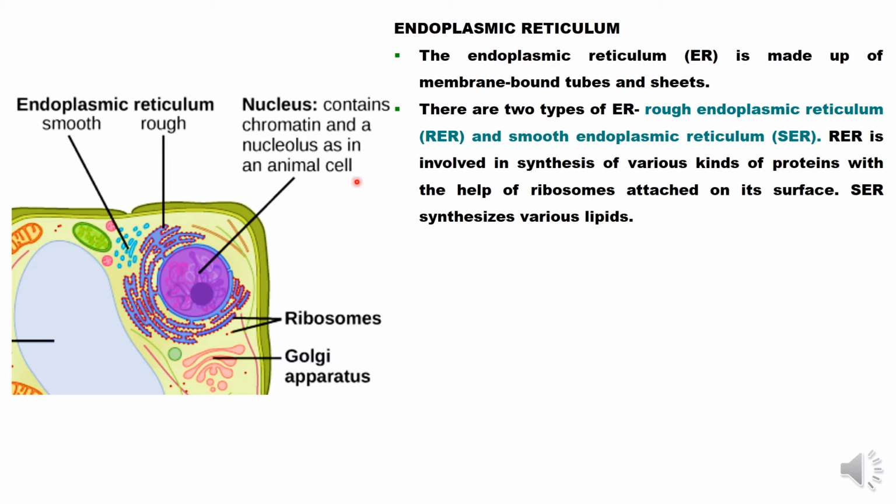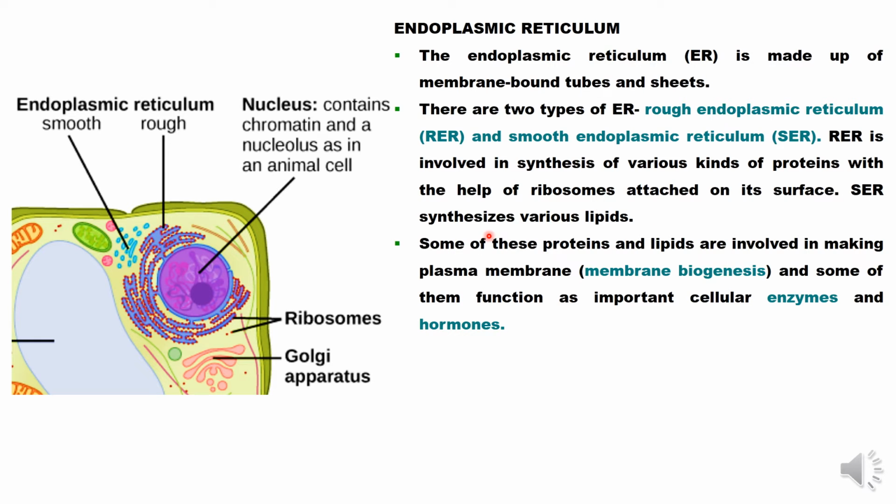So rough endoplasmic reticulum is involved in the synthesis of various kinds of proteins with the help of ribosomes. Then smooth endoplasmic reticulum, what does this one do? It synthesizes various kinds of lipids. Now some of these proteins synthesized by RER and lipids synthesized by smooth endoplasmic reticulum together form the plasma membrane. If you remember, the plasma membrane is made up of proteins and lipids. So this process is known as membrane biogenesis, and remember that the endoplasmic reticulum is involved in this process.